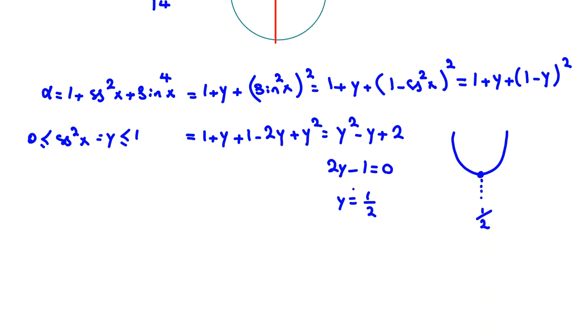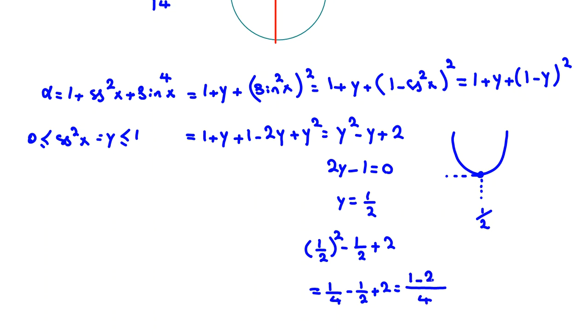Now, when y is 1 half, the y coordinate is what? 1 half squared minus 1 half plus 2. So it will be 1 over 4 minus 1 half plus 2. Common denominator 4: 1 minus 2 plus 8, which is 7. So it is 7 over 4.